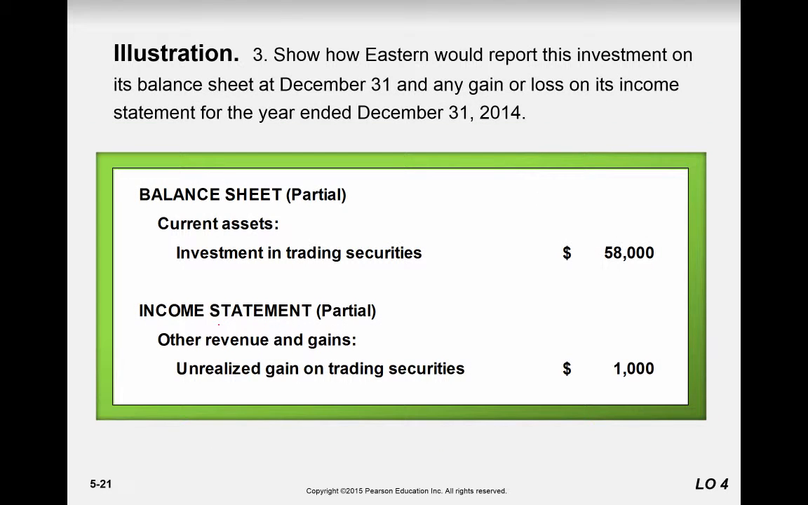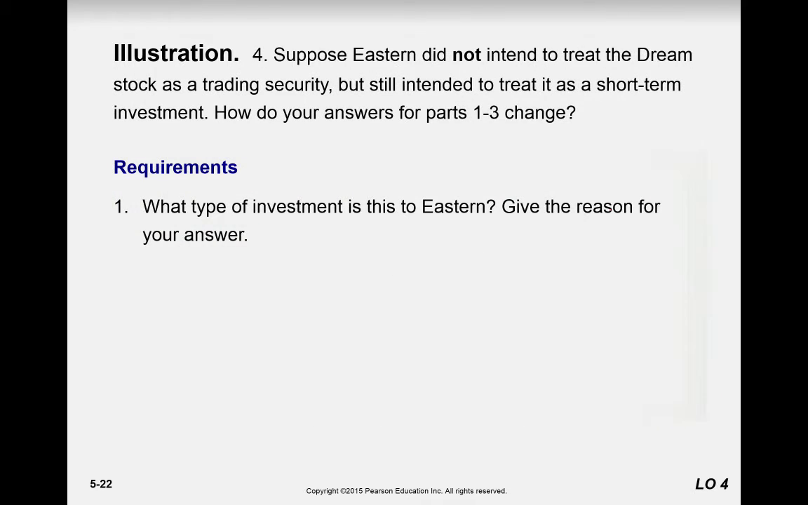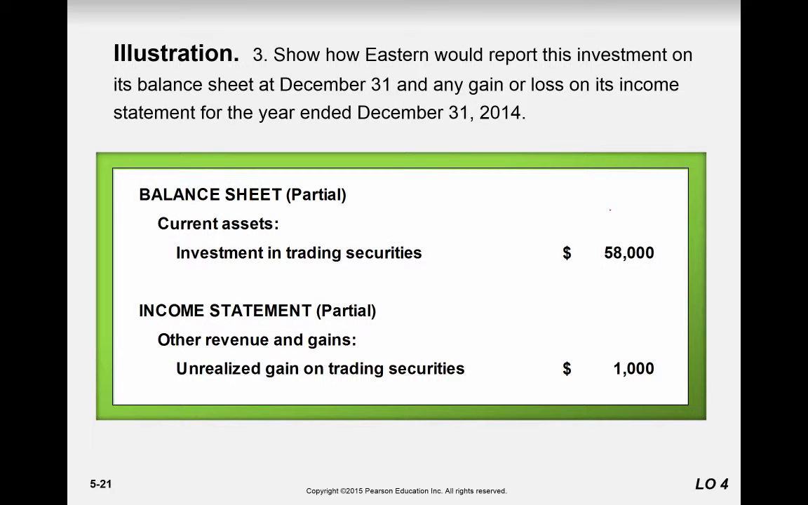So now we want to show how Eastern would report this on the balance sheet at December 31st and any gain or loss. So let's go back here. So we see our partial income statements here. So we see the 58,000 and we see the 1,000 here as unrealized gains and losses in our income statement. And notice we have it at the 58 now because we have that 1,000 that we added, not the original 57,000 that we purchased it for.